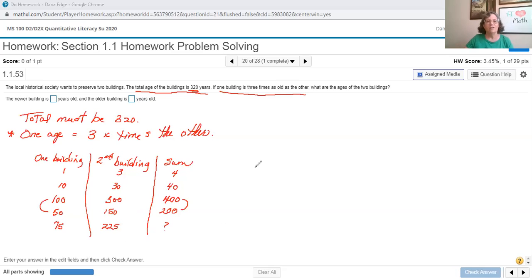Use this to work it out. That's all they want you to do. And let me know how it goes.